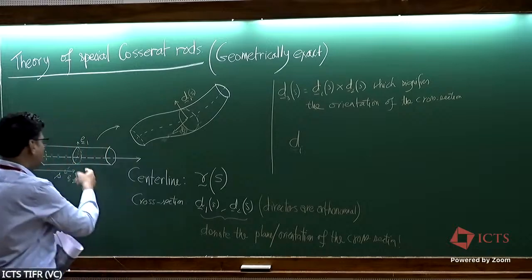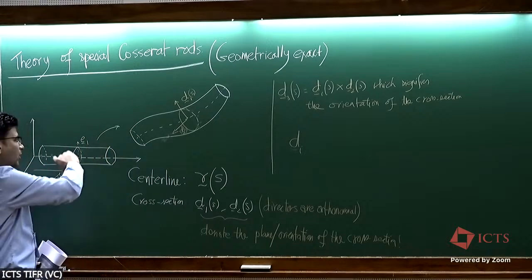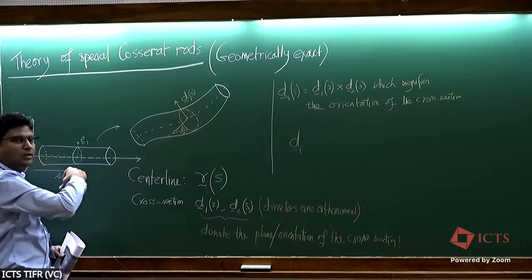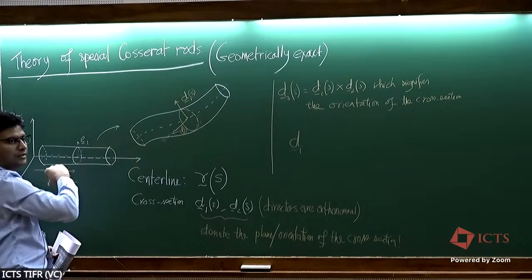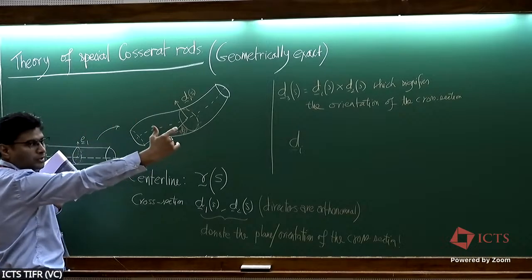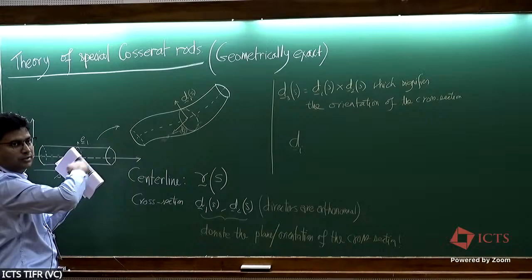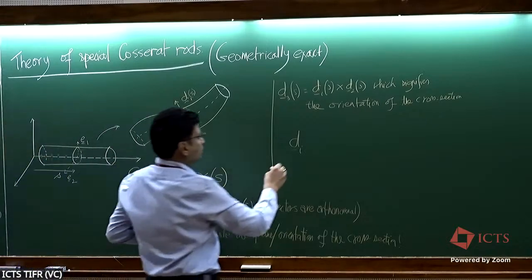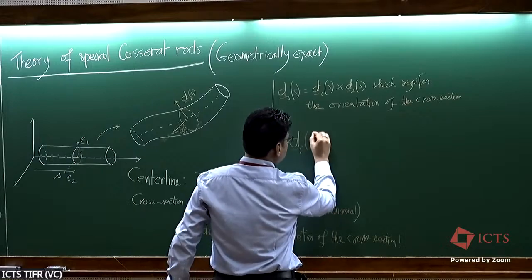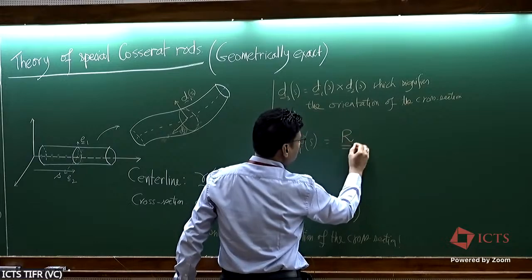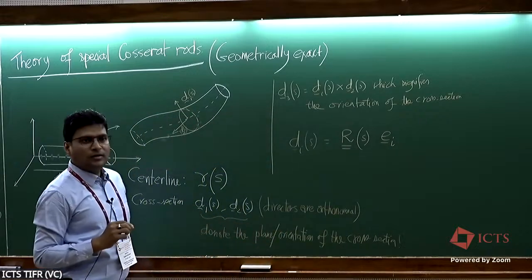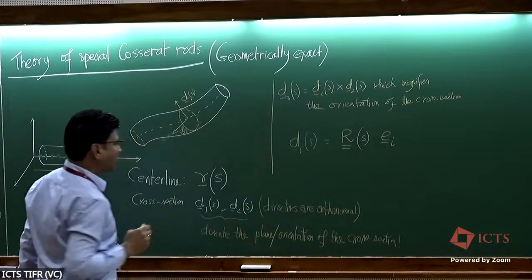And the fact that you also have E3 here, so you have one triplet getting transformed into another triplet of orthonormal vectors. Therefore, you can always relate them through a rotation tensor. If you have one set of orthonormal triad and another set of orthonormal triad, you can always relate them through a rotation tensor. And that's what we have here, therefore. So di of S can then be written as big R of S times Ei. So big R is actually your kinematic variable here.